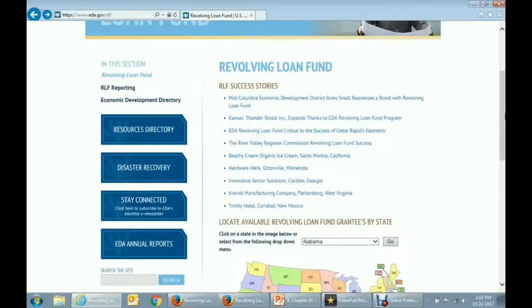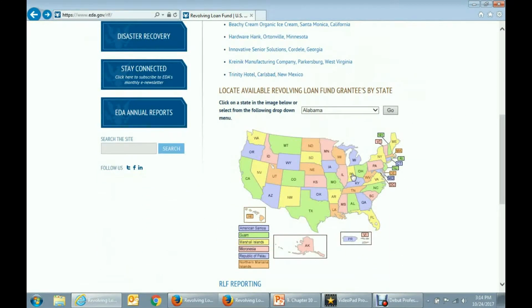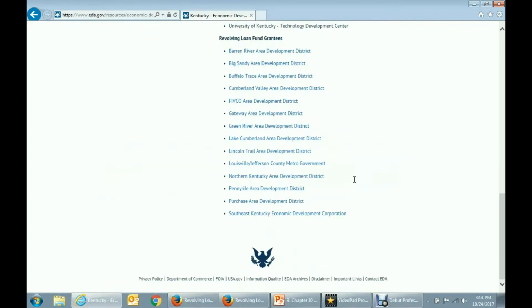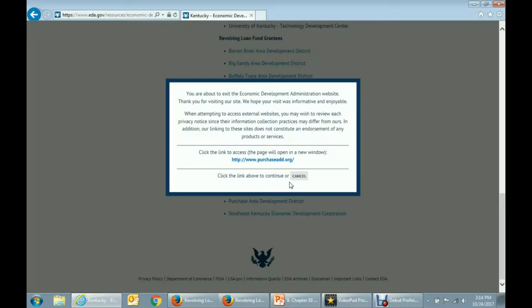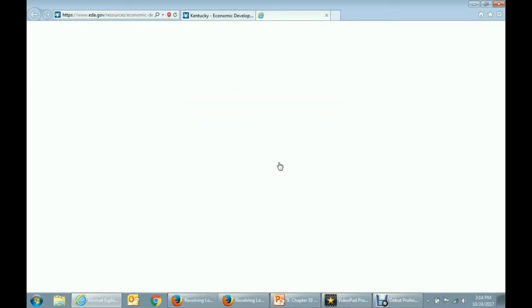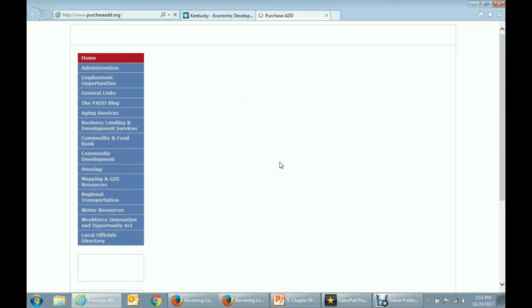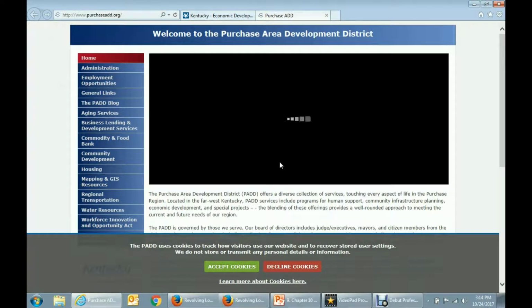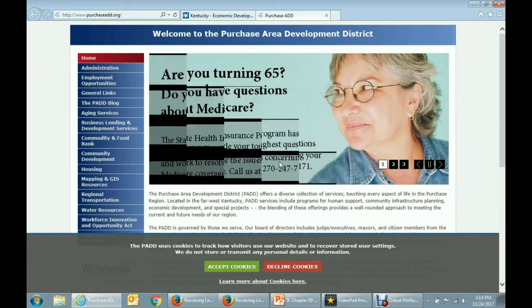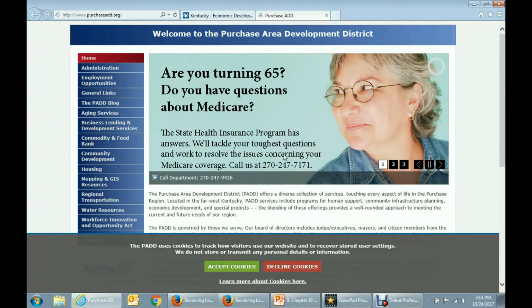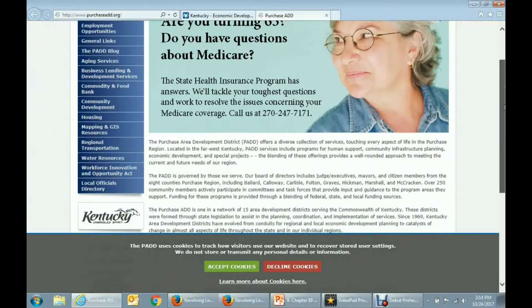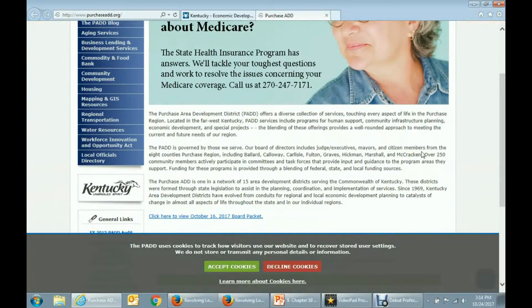You can also find the organizations that provide revolving loans within an area. We are in the Purchase Area Development District, and they offer revolving loan funds. And this is their link. So we have access to revolving loan funds in our geographic location.